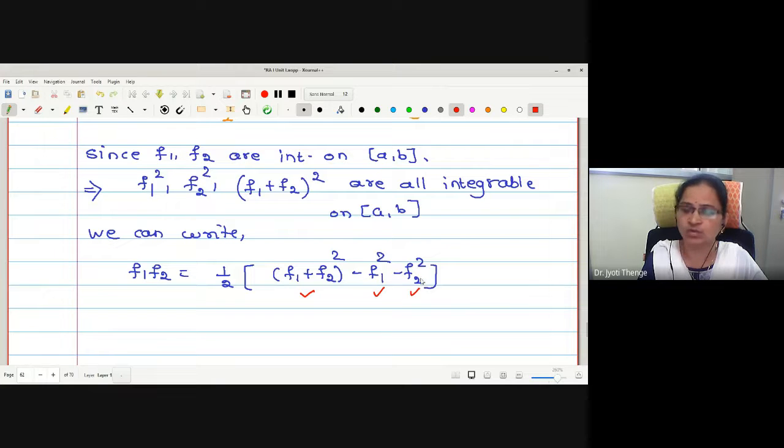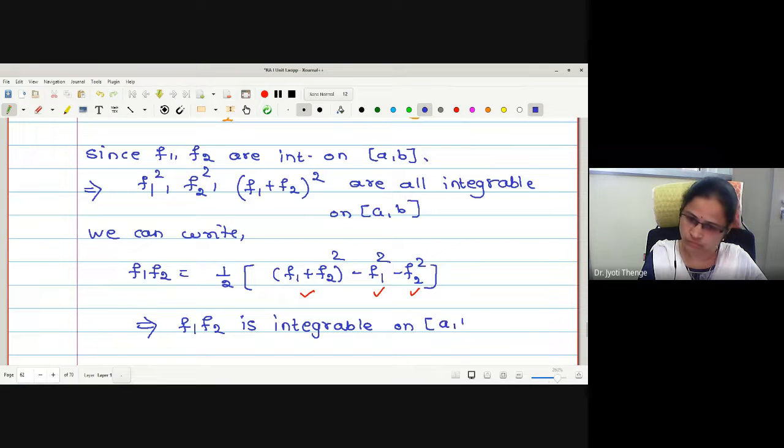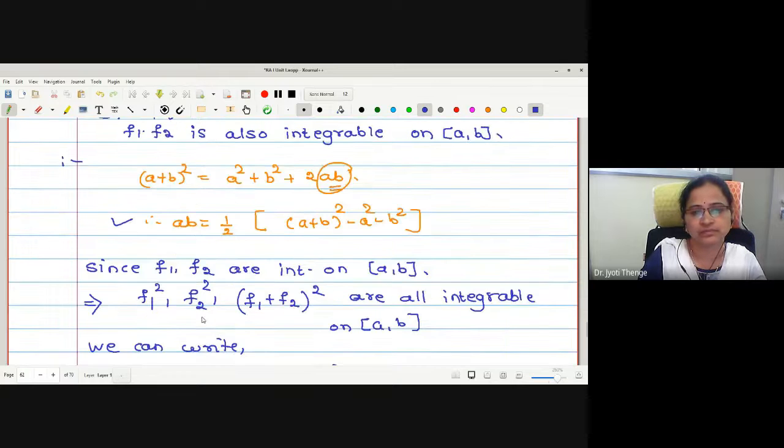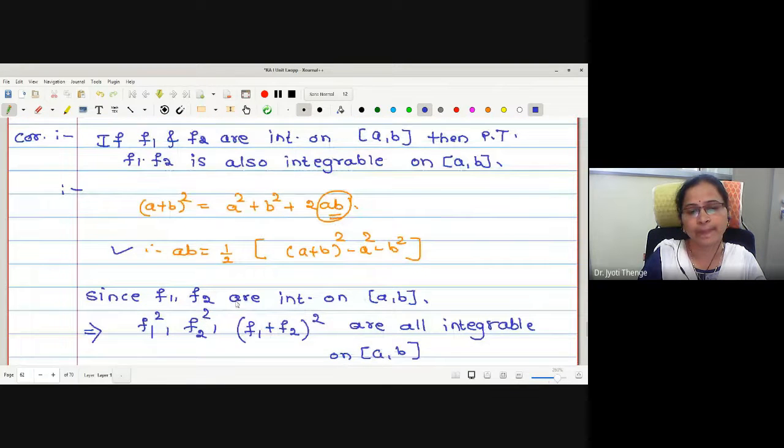And lastly, what was taken actually? Difference. And we have already shown that the difference of integrable functions is also integrable. Therefore, here by using this, may I say f1 f2 is integrable. One can say this as an alternative proof. Correct now? Understood the proof?